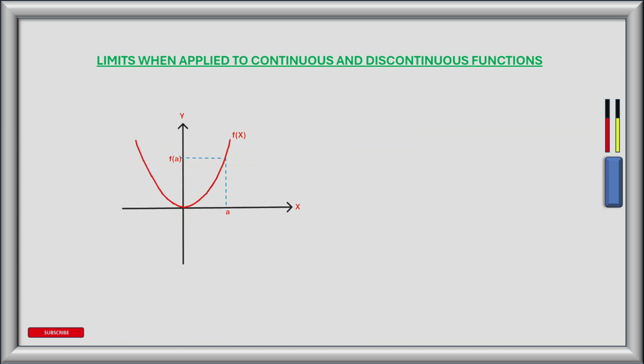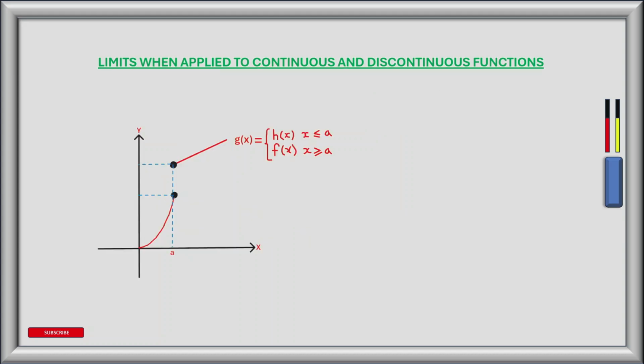So for a function to be considered continuous at a point where x is equal to a, the left-hand limit as x approaches a from the left, written as shown here, must equal the right-hand limit as x approaches a from the right. So in this case, both limits must equal f of a.